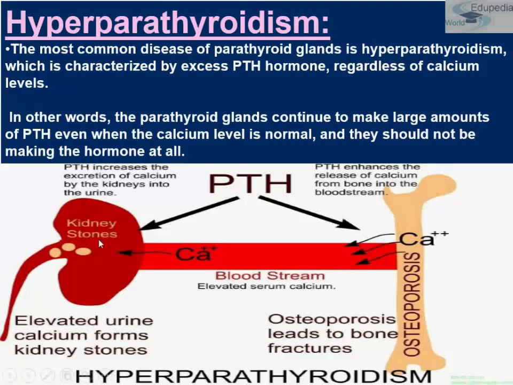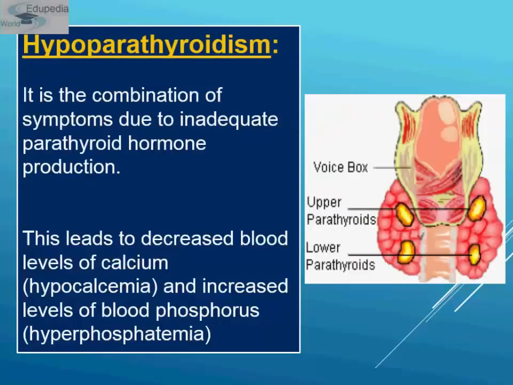So what is the conclusion? Osteoporosis will be the result, and the elevated urine calcium will form kidney stones. So kidney stones and osteoporosis are the two things which will take place because of the hyperparathyroidism, which is a common disease of the parathyroid gland and is characterized by excess PTH hormone.